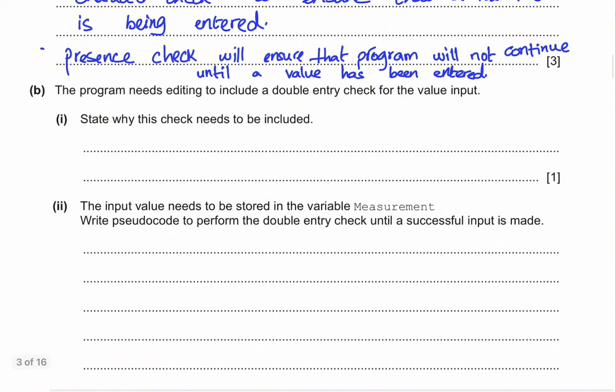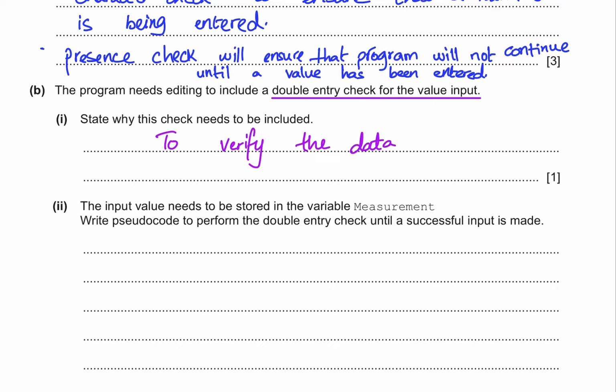The program includes double data entry for the value input. State why this check needs to be included. Why do you need a double data entry? To verify the data. That's the simple answer, to verify the data for 1 mark.